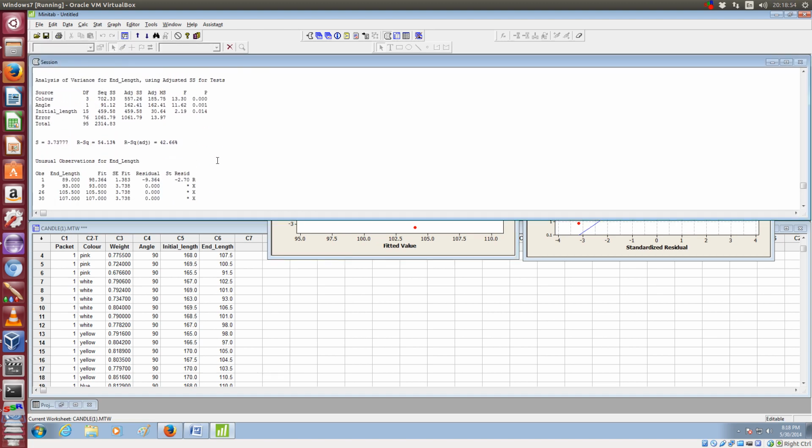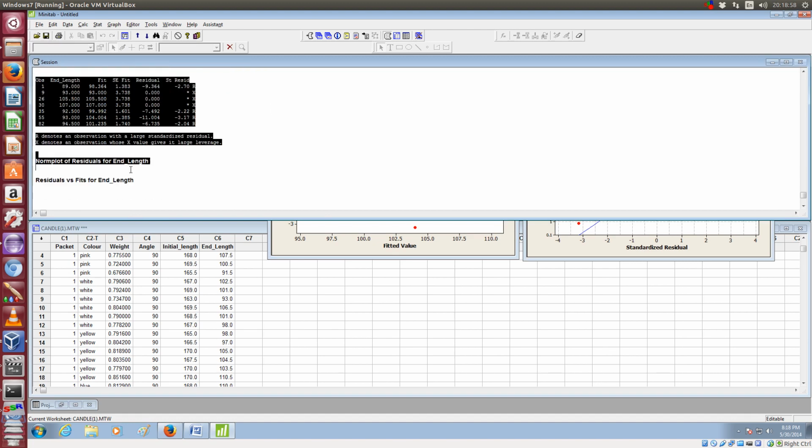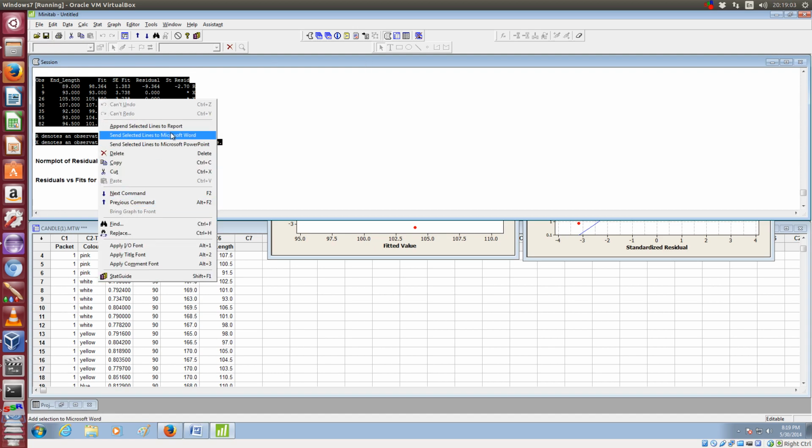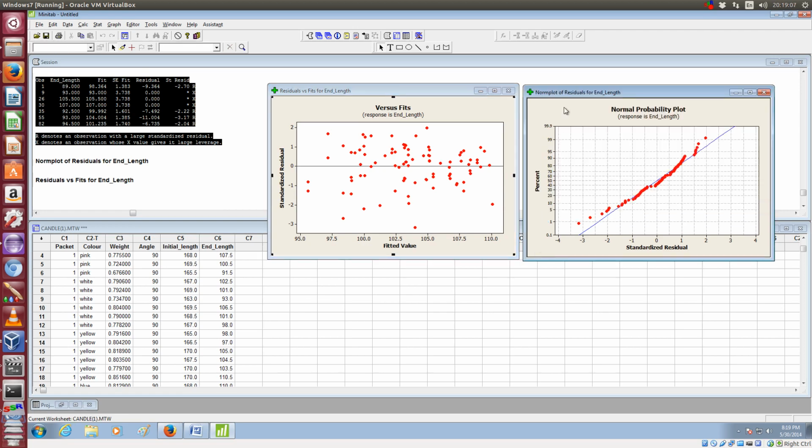Okay, so in this situation, first thing we'll do is we'll just copy all of this data. So we need to have all of that data. So remember, right-click, save lines, Microsoft Word, and then we need to send these two graphs to Microsoft Word.